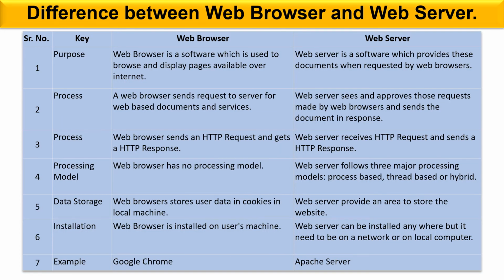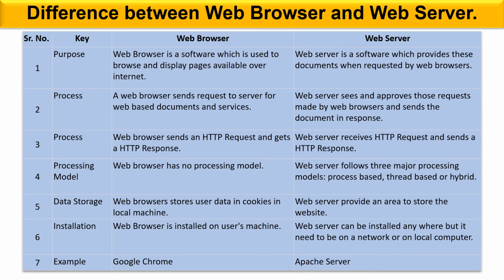What is the difference between a web browser and a web server? We have to know what a web browser is and what a web server is. Let us see the key differences. The first key is purpose. A web browser is a software used to browse and display pages available over the internet. A web server is a software which provides these documents when requested by the web browsers.